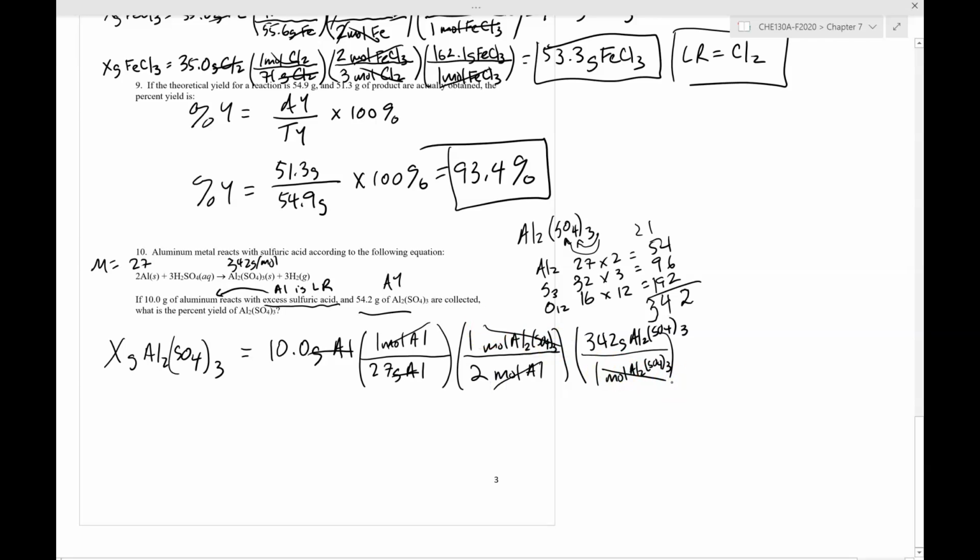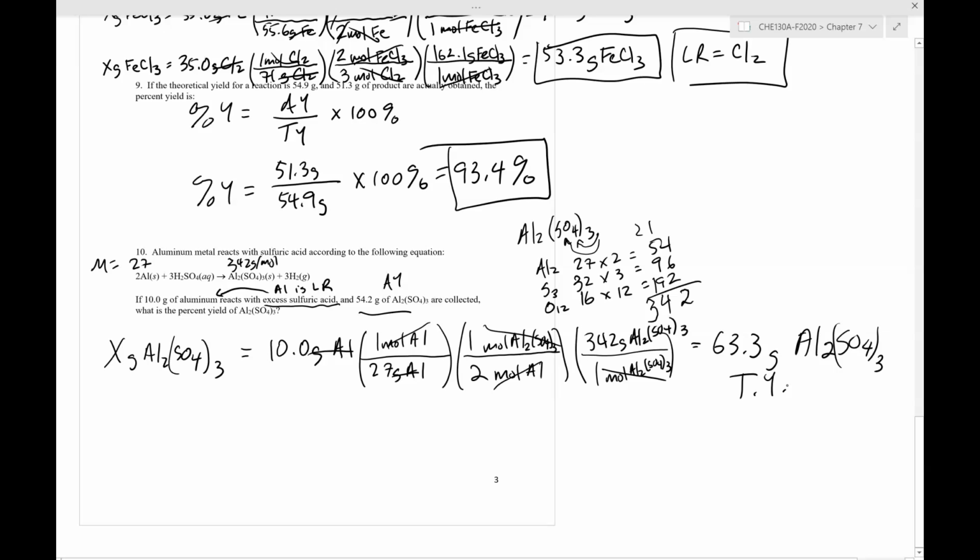So here we go. 10 times 342 divided by parentheses 27 times 2, and that comes out to be 63.3. So 63.3 grams Al2(SO4)3. That is our theoretical yield.